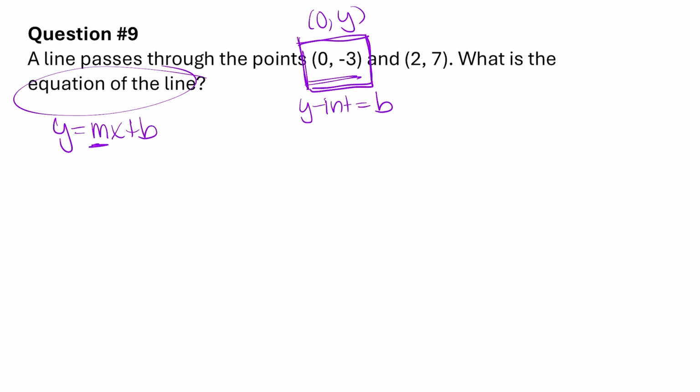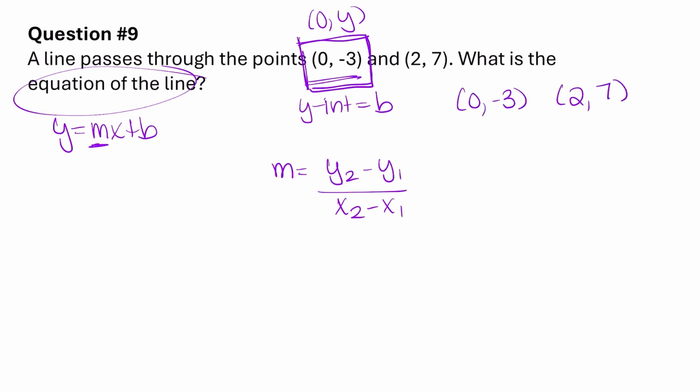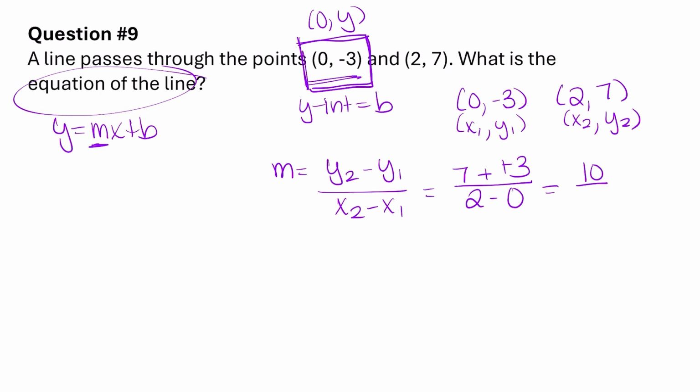So to find the value of m, we're going to use that formula, y2 minus y1 divided by x2 minus x1. Okay, so remember when I use that formula, I want to go ahead and label my points so I can keep everything organized. So I'm going to call this x1, y1, and this x2, y2. So when I plug in, I get 7 minus y1, which is negative 3, and that's over x2, which is 2, and then minus x1, which is 0. 7 minus negative 3, I just went ahead and turned that into a plus, so I have 10 over 2, which is equal to 5.